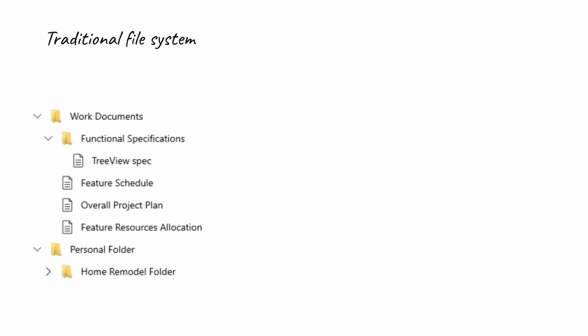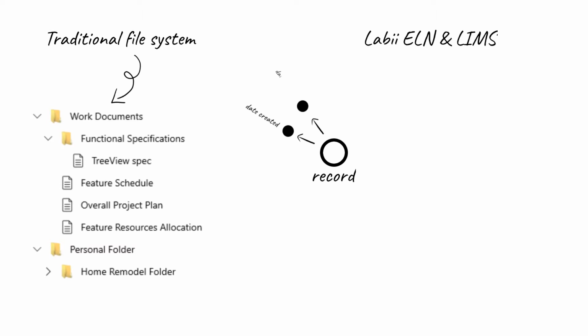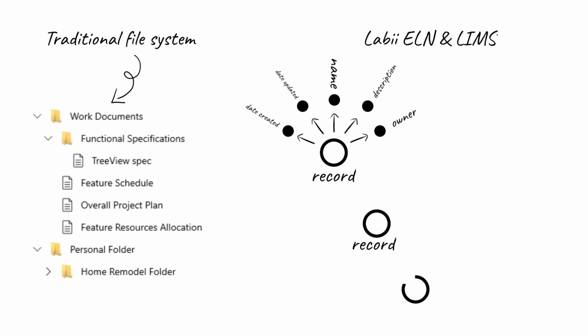Unlike the traditional file system that places files inside folders, Libby does not use a file to represent a document. Instead, we use a record. A record in Libby is more like a database row, and it contains many attributes. As such, all records created in Libby are at the same level. There are no folders to group them.